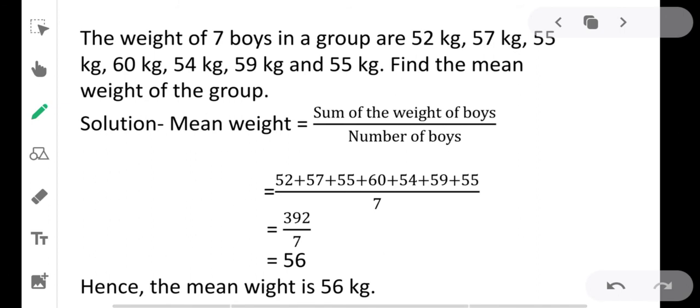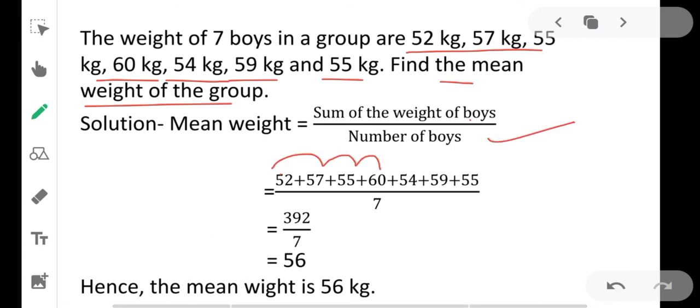The weights of 7 boys in a group are 52 kg, 57 kg, 55 kg, 60 kg, 54 kg, 59 kg, and 55 kg. Find the mean weight of this group. The mean is summation of xi by n, where n is the number of observations. So the sum of the weights of the boys by the number of boys, that is the formula. So 52 plus 57 plus 55 plus 60 plus 54 plus 59 plus 55 divided by the number of boys, that is 7 or n. That is equal to 392 by 7 equal to 56. That is the mean weight.